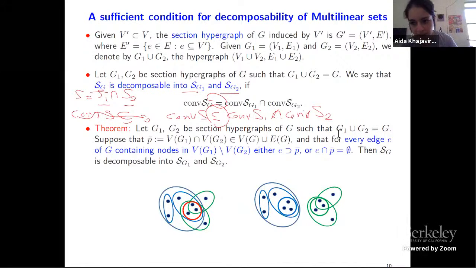Let me just read it as is. I know it's not nice. And then for every edge in one of the two, if it intersects with the intersection, it should contain it. Okay, now let me talk about a special case of this, because this is too much.